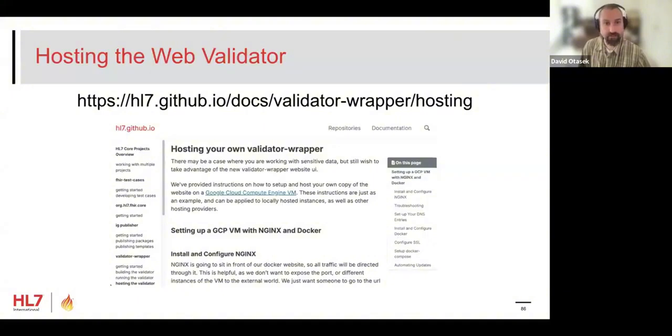Hosting the Web Validator. If you want to host your own version of the Web Validator, it's distributed as a Docker image downloadable from Docker Hub. This is a good option if you need to validate PHI, but want the convenience of the web interface. There's a thorough guide on how to set up a machine to run this Docker image on the documentation website. If anyone out there is doing this or is interested in doing this, I'd love to hear your experiences.